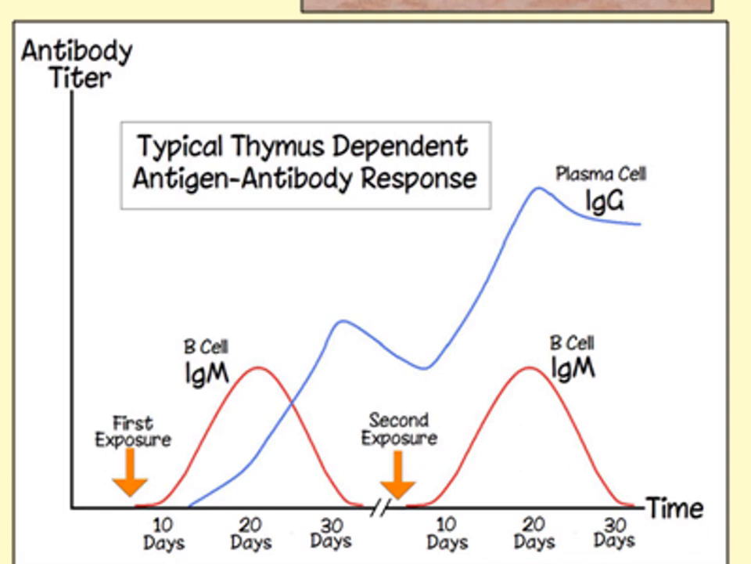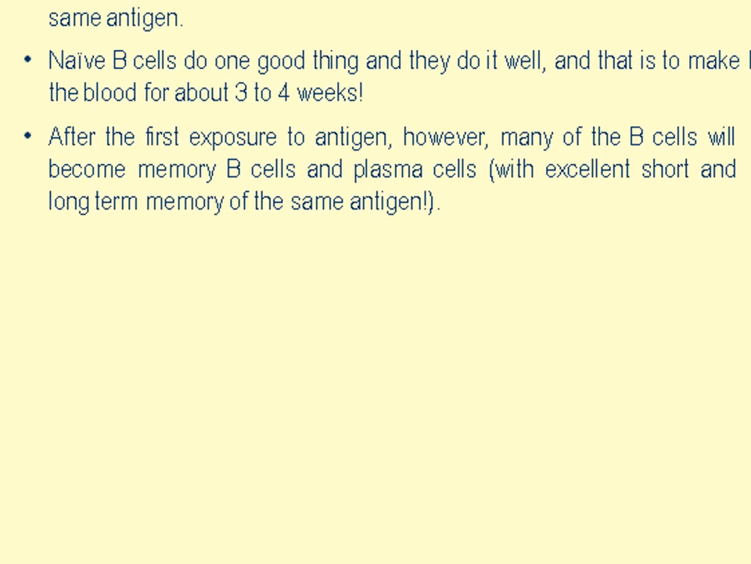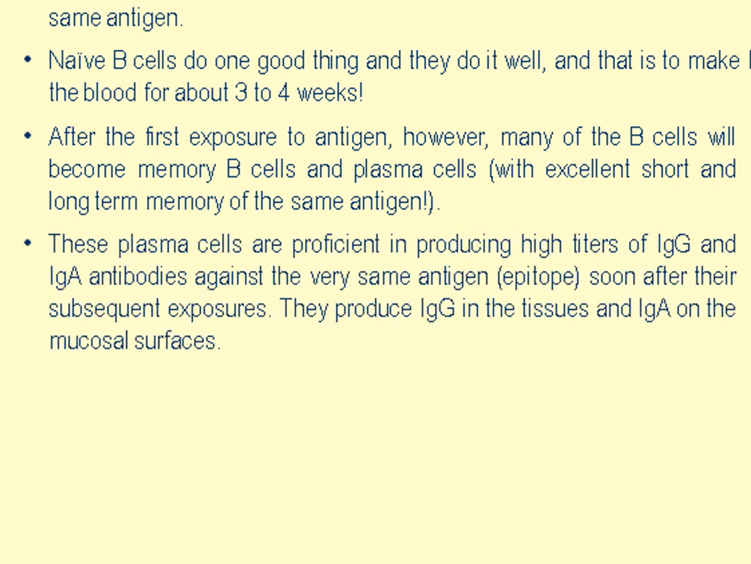After the first exposure to antigen, many B cells will become memory B cells and plasma cells with excellent short and long-term memory of the very same antigen. These plasma cells are proficient in producing high titers of IgG and IgA antibodies against the very same antigen or epitope soon after their subsequent exposures. They produce IgG in the tissues and IgA on the mucosal surfaces.